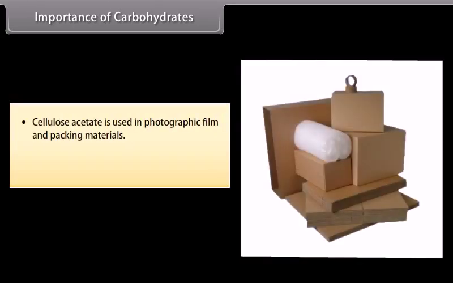Cellulose acetate is used in photographic film and packing materials. It is present in the storage form of food in plants as starch.